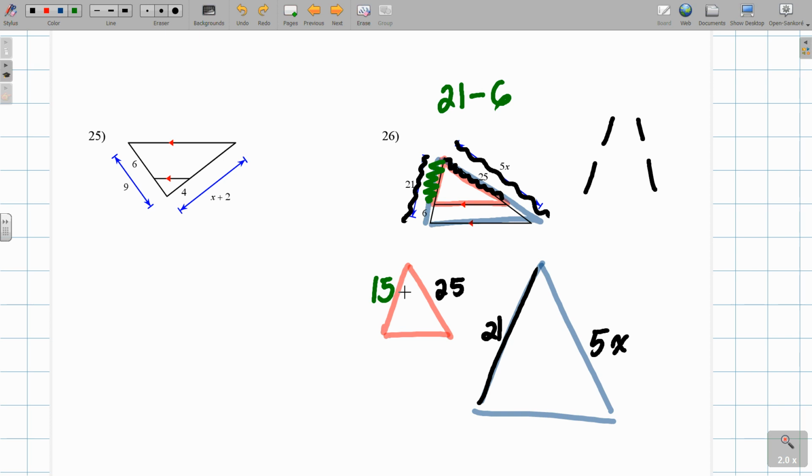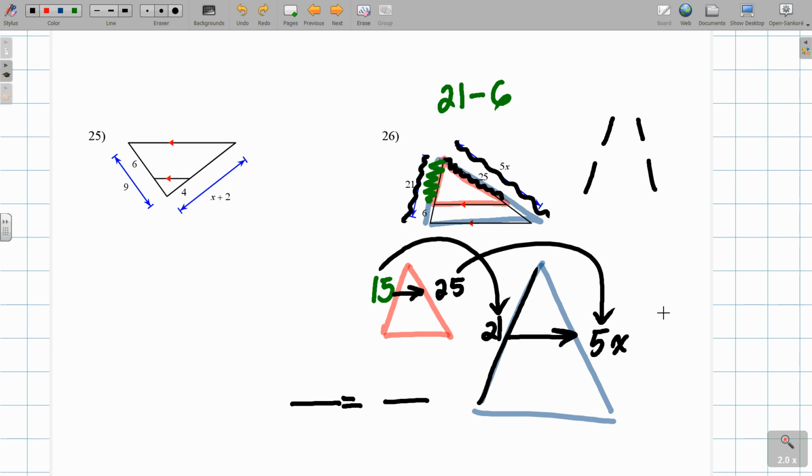Now that you've carefully pulled it apart, now you're going to make your ratio. I could go like this: 15 over 25 equals 21 over 5x. I could go 15 over 21 equals 25 over 5x. I could go 5x over 25 equals 21 over 15. Notice there are several ways you could make your proportion, but what's important is you match the sides and mirror the direction you go.